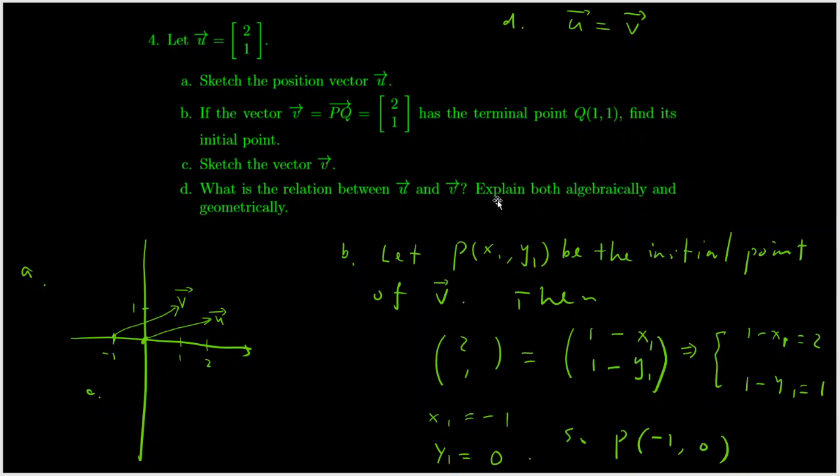Algebraically, they have the same components. You see they have the same components. The two components of U are 2, 1. The two components of V are also 2, 1. Okay.